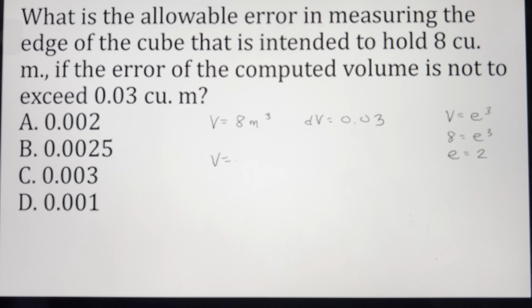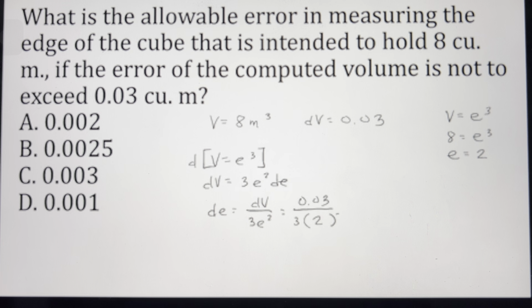So when the volume is edge cubed, getting the differential of both sides, so dV will be 3e squared and then de. So we need to find our de here. So the differential of the edge is dV over 3e squared. So dV here, that's 0.03 over 3, and our edge is, what's the value here? So this will be 0.0025.